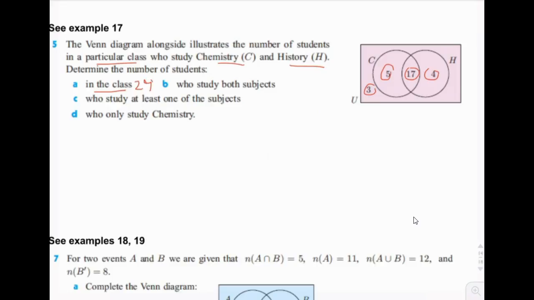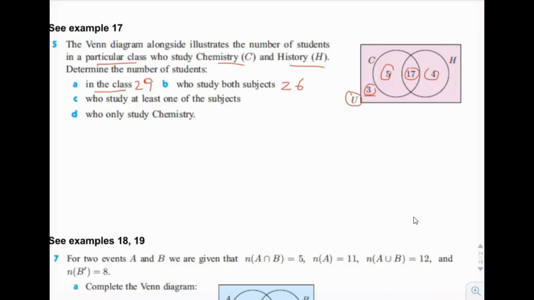How many of these people in this class? I guess maybe they mean like a grade, right? So maybe it's class of 2017 or something like that. Okay. So number of people in the class who study both subjects, chemistry and history. So that would be 5 plus 17 plus 4. In fact, it would be everybody except for these 3 people on the outside. It would be 26, right? It would be 29 minus 3, or it would be 5 plus 4 plus 17.